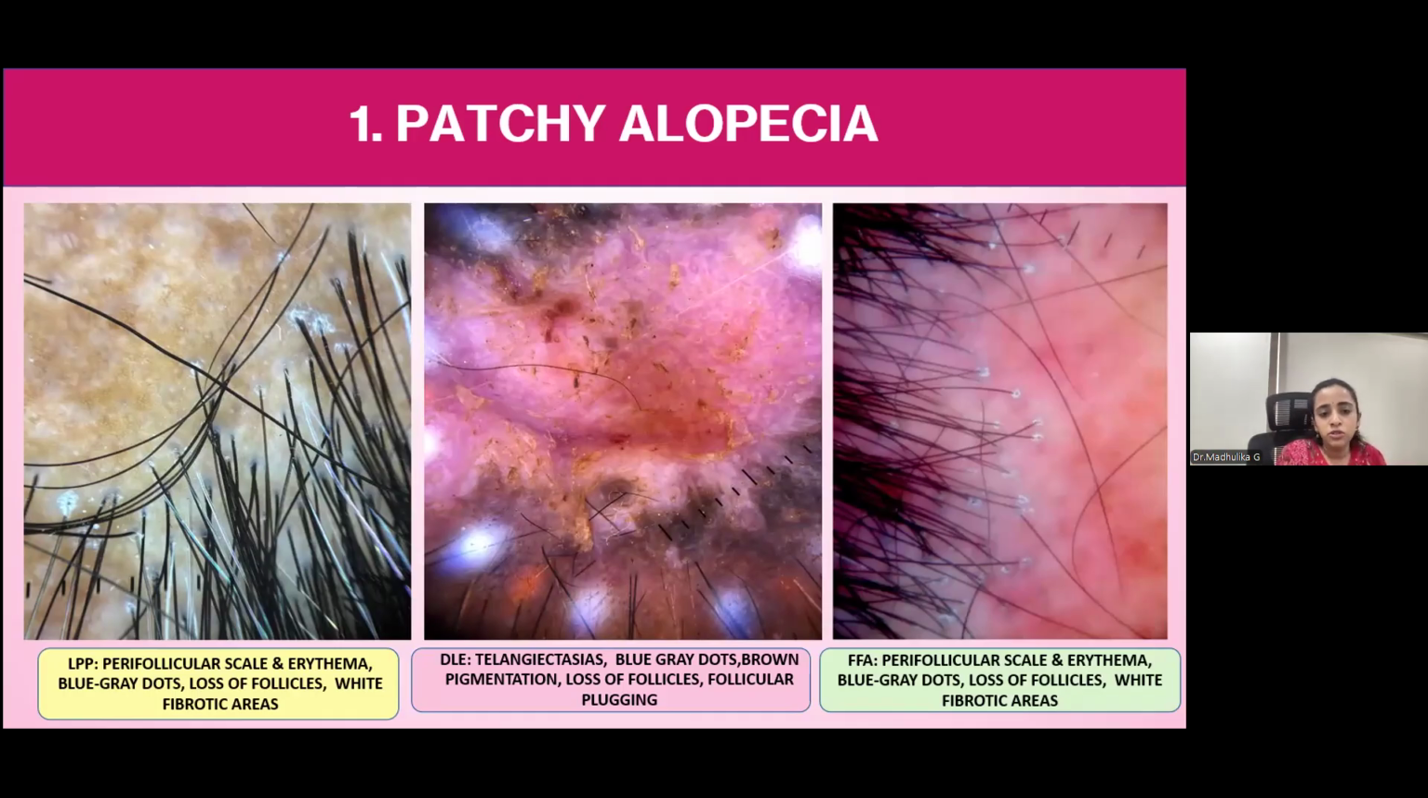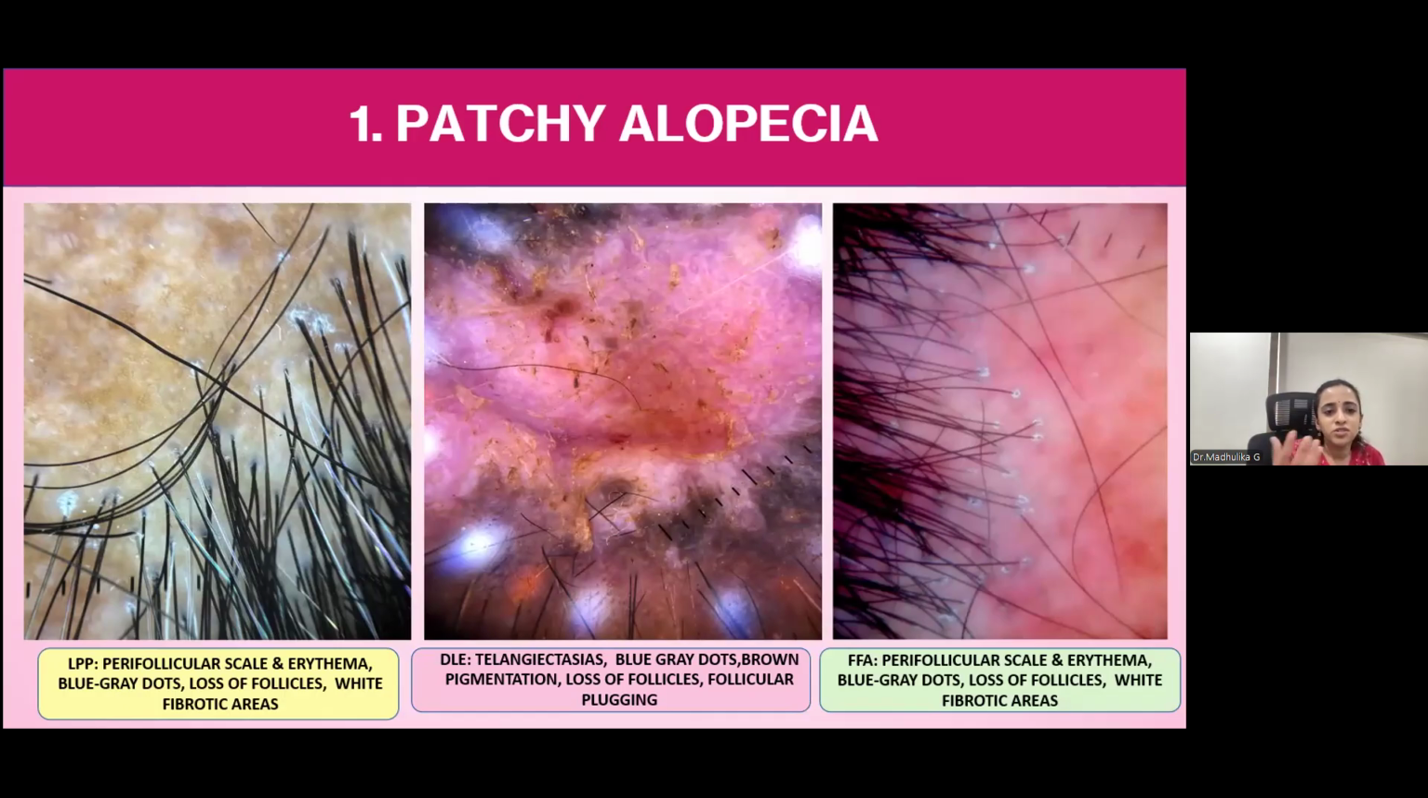So if you see in the first image, here, this is the progressive site, okay? So you can still see the perifollicular scaling and erythema, but in the center where already the hair has been lost, you can see that there is almost a bluish gray pigmentation that is visible.